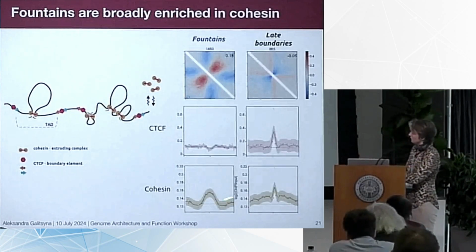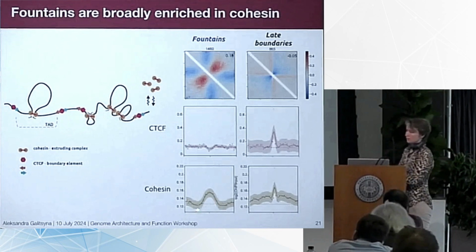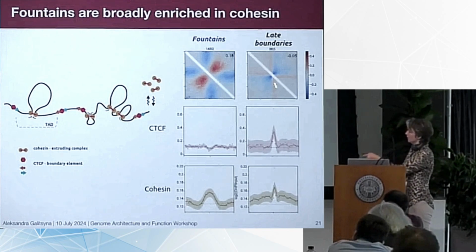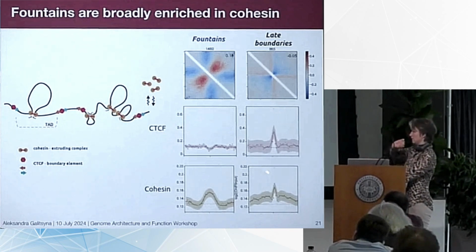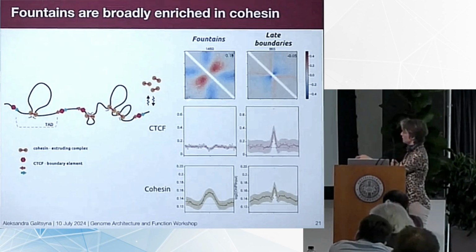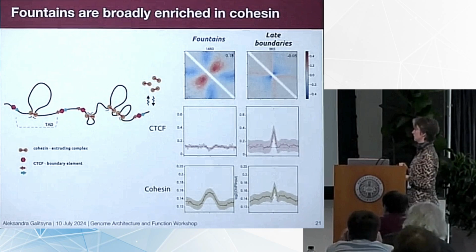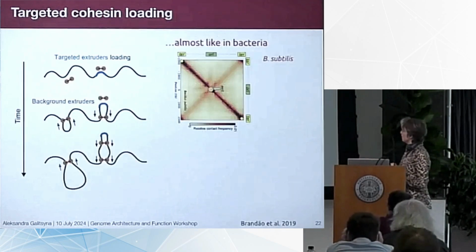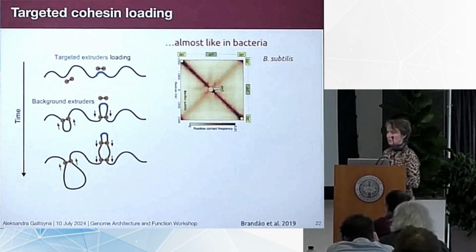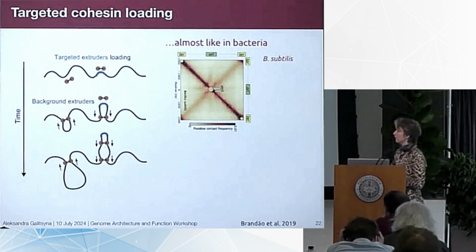But cohesin will also be accumulated at the fountains. It is a very different type of enrichment though, because late boundaries will have this nice peak, and fountains will be more broadly enriched in cohesin. Just for your information, this is plus minus 200 kb, and this peak is plus minus 50 kb around the fountain center. We suggested that this might be some interesting mechanism that we observed before.